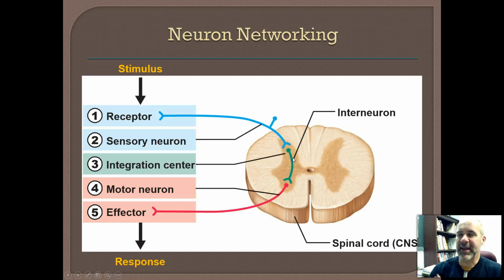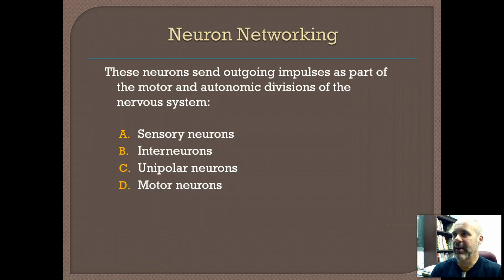In many cases, these networks are going to head up the spinal cord and toward the brain so that the brain takes in information and can make decisions.